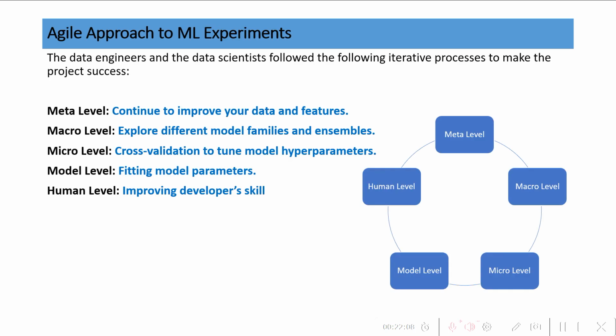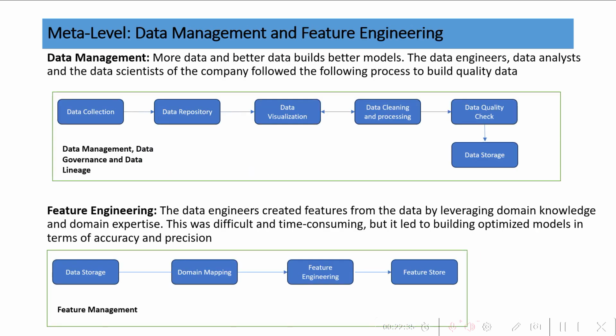So now the phases that I described earlier will be an iterative phase, and in this phase, iterative experiments should involve 5 levels. Meta level, continue to improve the data and the features. Macro level, explore different model families and ensembles. Micro level, cross validation to tune the model hyperparameters. Model level, fitting the model parameters, and human level is improving the developer skill. So here you can see the data management, data governance, and data lineage steps that we followed. And at the end of the data management steps, we store the data.